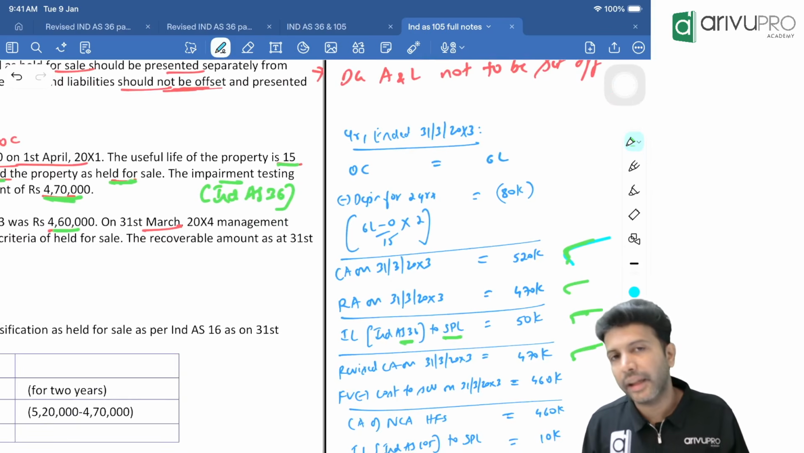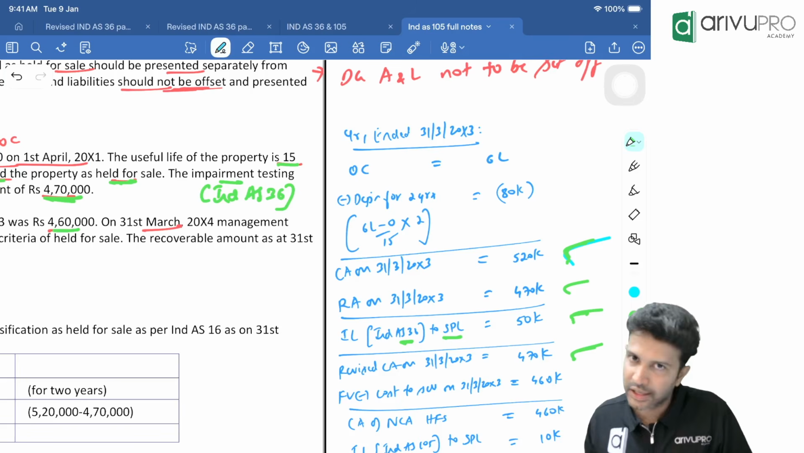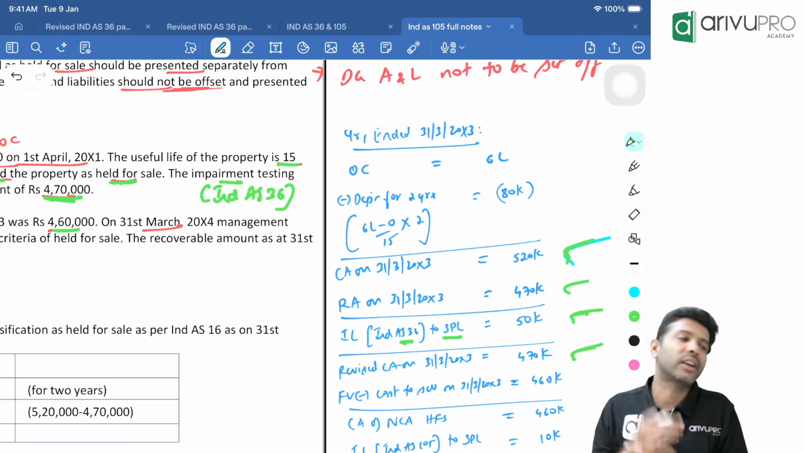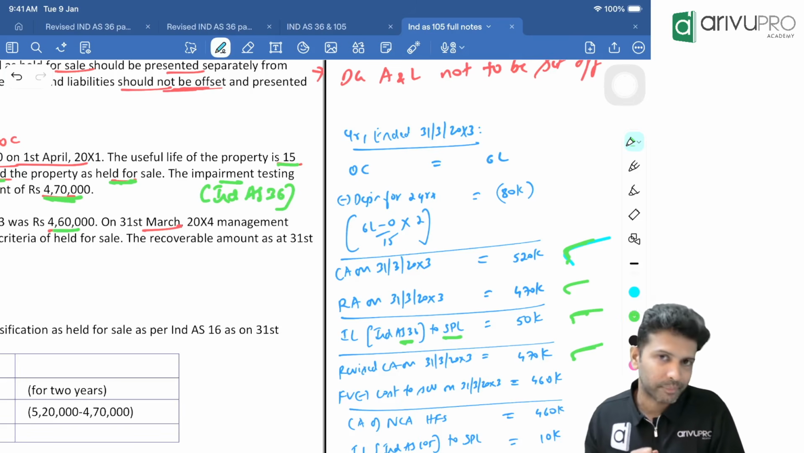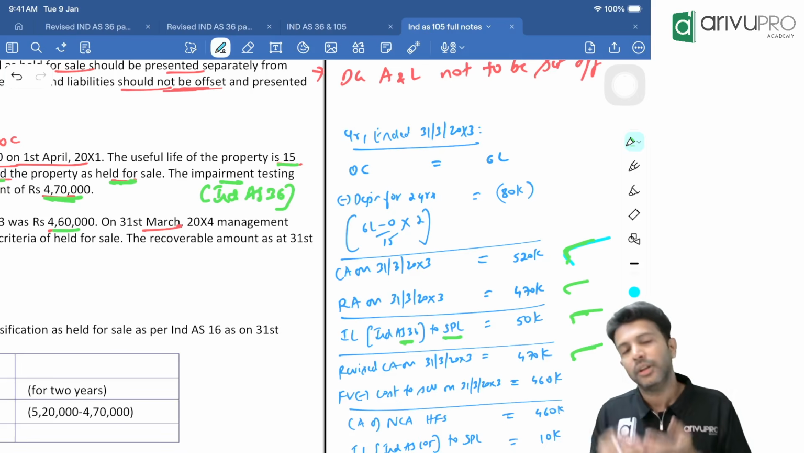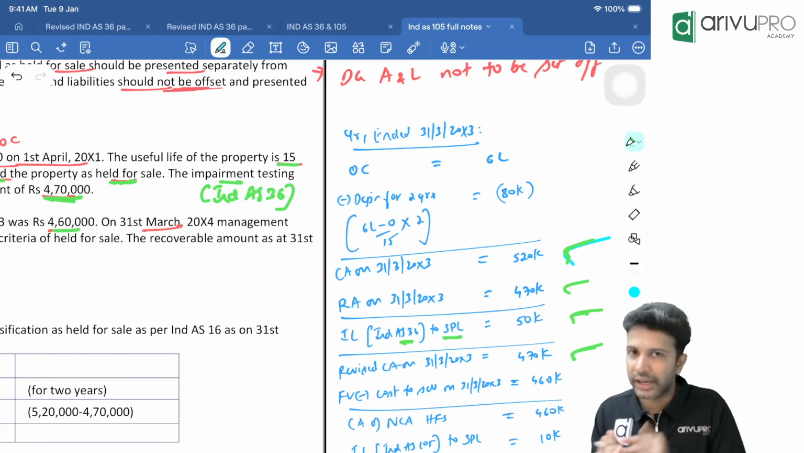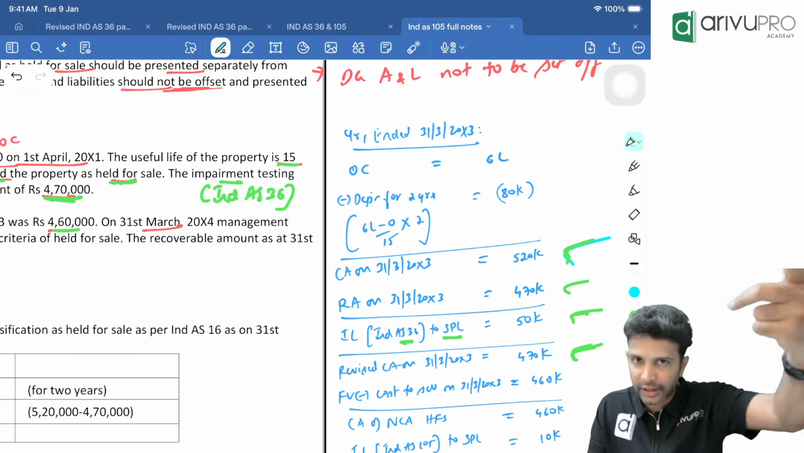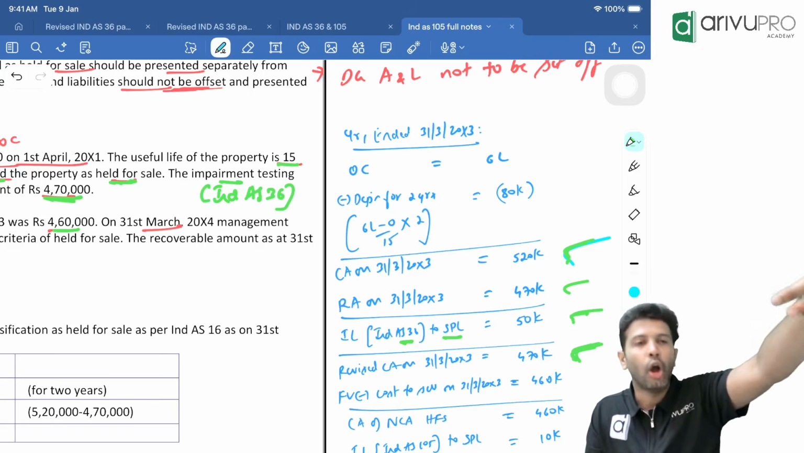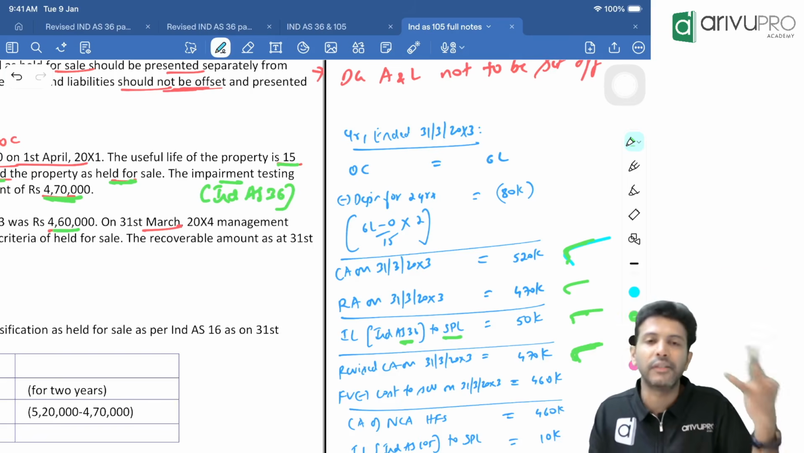Now on the same day, the asset is also classified as held for sale. Once an asset gets classified as held for sale, you need to apply Ind AS 105. And what does Ind AS 105 say? Such an asset should be measured at carrying amount, that is, after Ind AS 36 the carrying amount is 470, or fair value less cost to sell, whichever is lower.